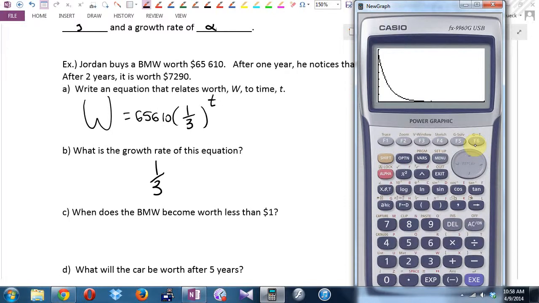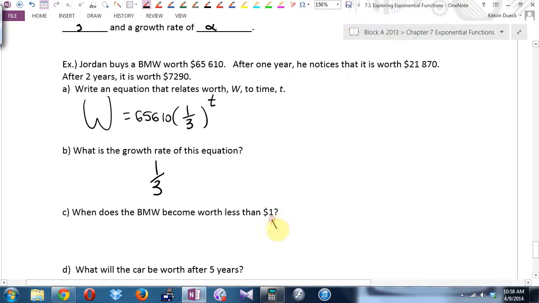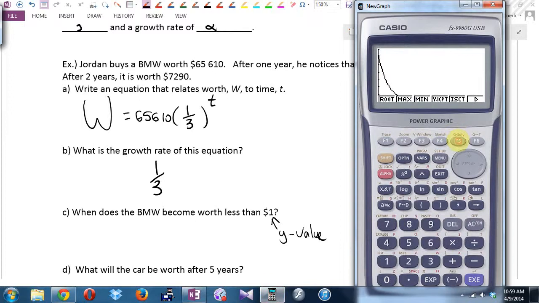How can I find when this BMW becomes worth less than a dollar? Is this an X calculation or a Y calculation? That $1, is that an X value or a Y value? That's a Y value, which means I want an X value. So I'm going to go G solve over X calculation.